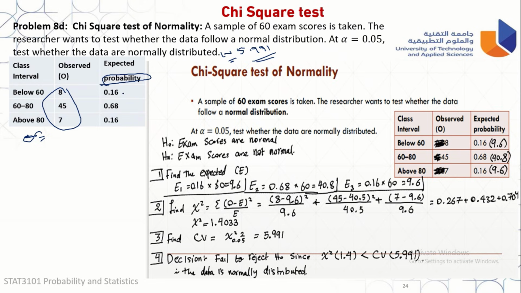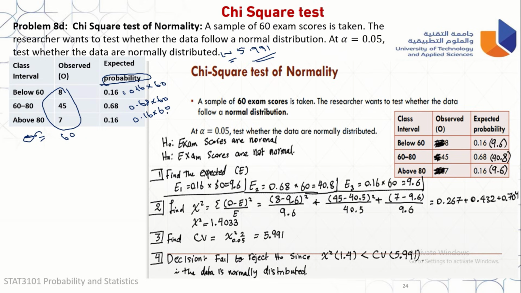Then how to calculate the expected? It is 0.16 into the total. What is the total over here? 45 plus 15, 60. So 0.68 into 60, 0.16 into 60. Okay, and write these answers.